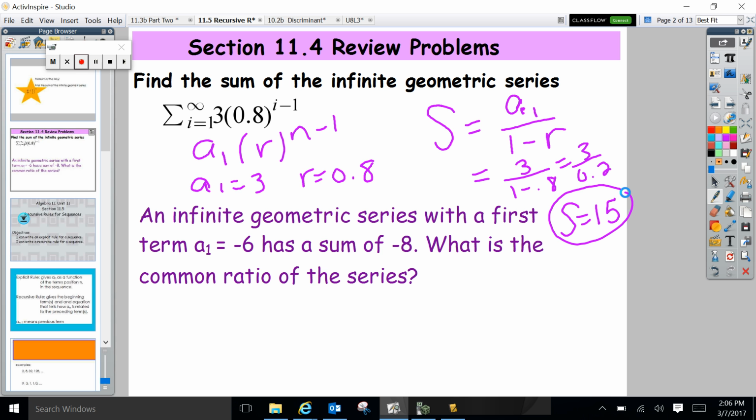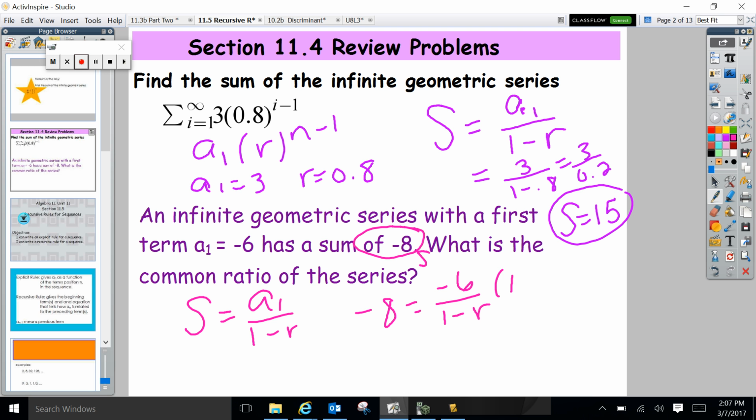All right, part 2 on review problems. An infinite geometric series with a first term of -6 and a sum of -8. What is the r? We're using the same formula, so S equals a sub 1 over 1 minus r, except this time it gives us our sum. This is our S and our a sub 1, and we want to solve for r. So -8 equals -6 over 1 minus r. In order to solve for r, you're going to have to get this 1 minus r out of the denominator by multiplying both sides by 1 minus r.